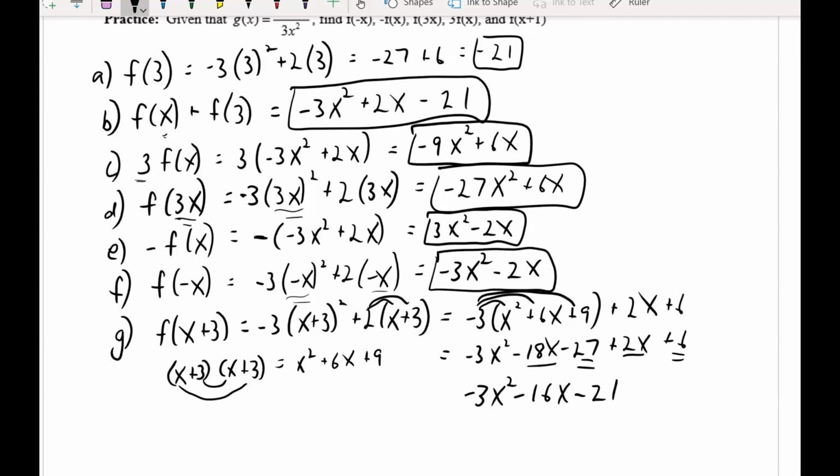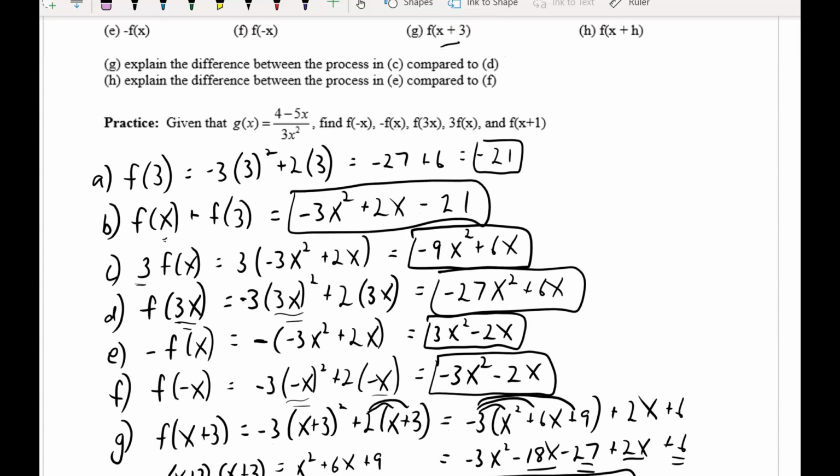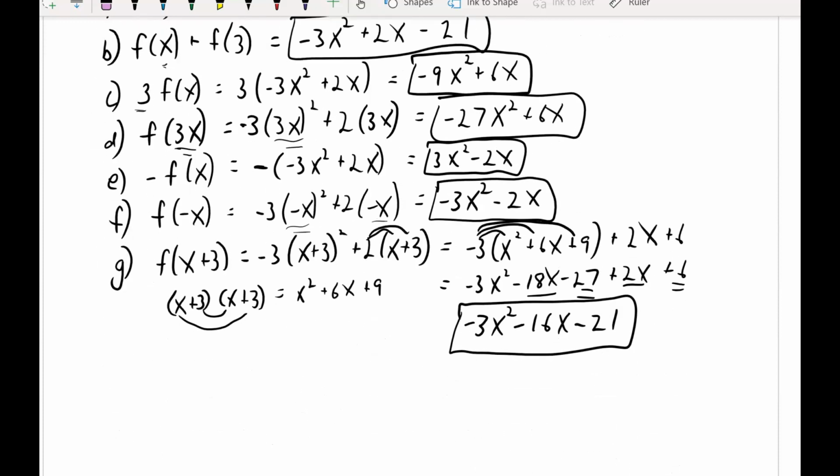You can't factor out the 3. I was looking at that wrong, so that's the final answer. Even if you did factor out the 3, I was going to say it would be optional, so you don't really have to factor it unless it specifically says leave it in factored form, which would be something we're going to focus on later. Okay, the last one is f of x plus h.